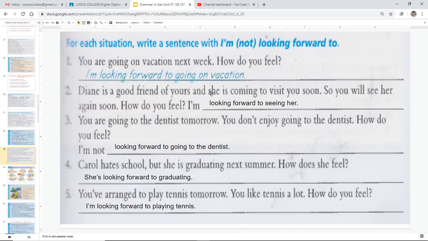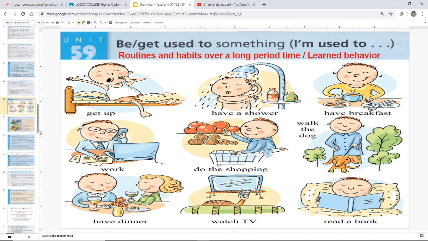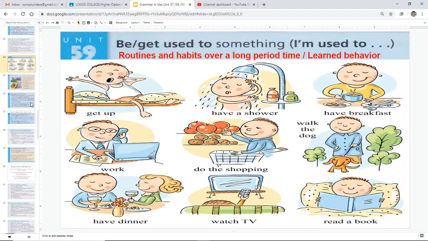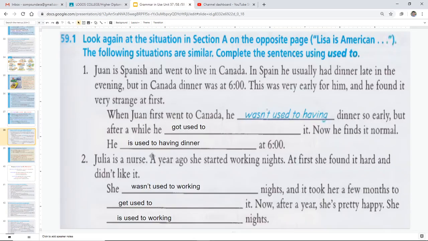Oh, number 2, your friend's visiting. How do you feel? I'm looking forward to seeing her. Right? She is coming to visit you. So you will see her again soon. I'm looking forward to seeing her. Unit 59, B, getting used to. I'm used to. I think everyone pretty much got this right.